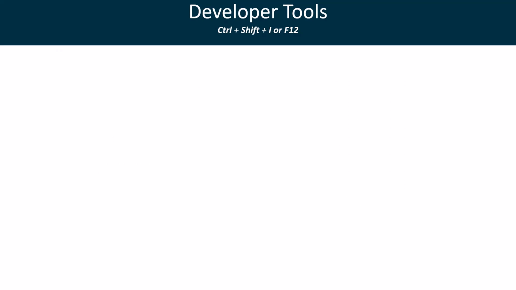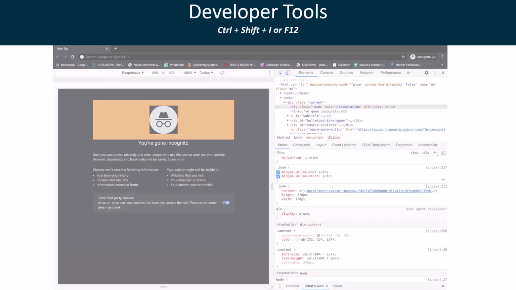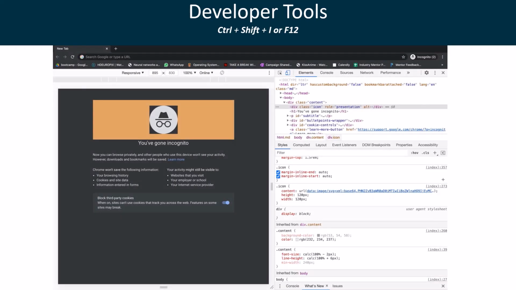Before we start getting into CSS, let us see the developer tools which will help us in analyzing the CSS of an HTML element. To start the developer tools, press Ctrl Shift plus I or F12 after opening a browser. When you do that, you will be able to see a screen like this. After you see the screen, click on the Elements tab.